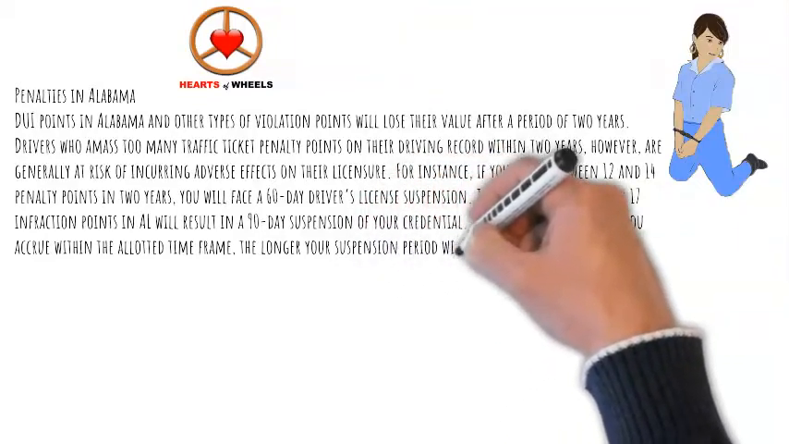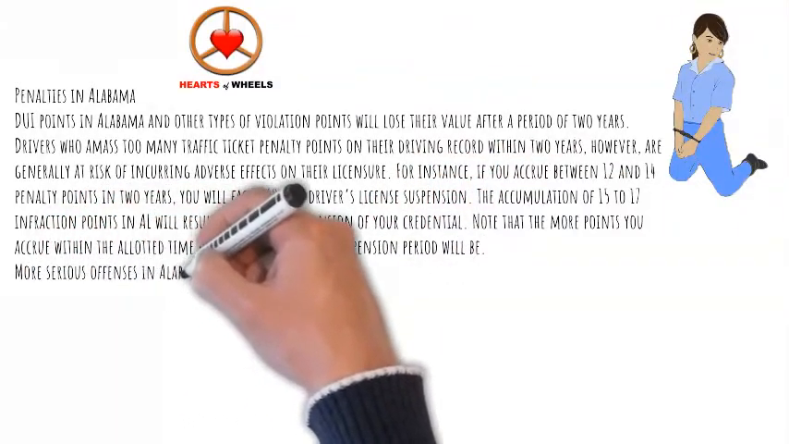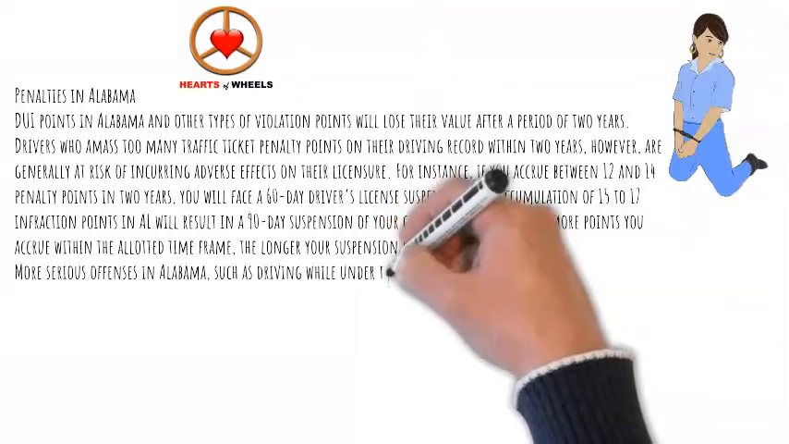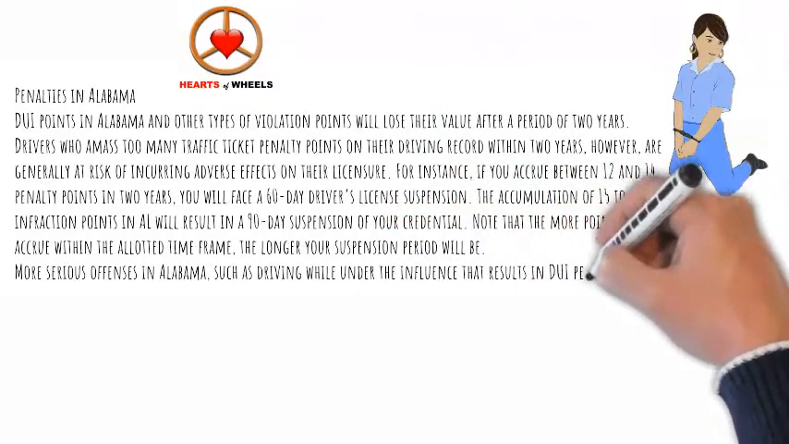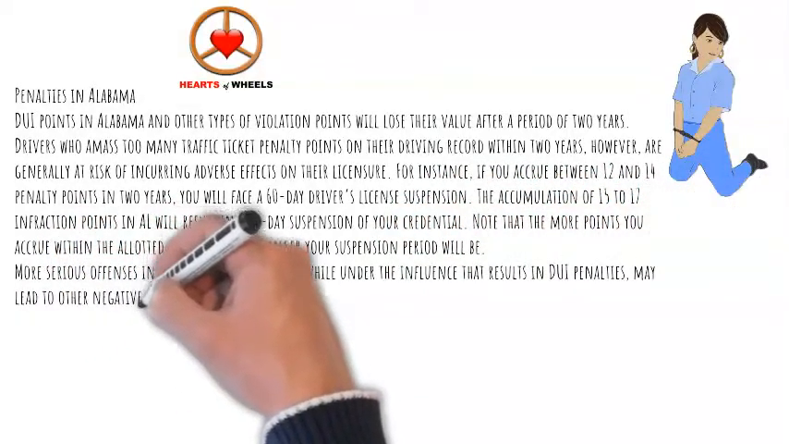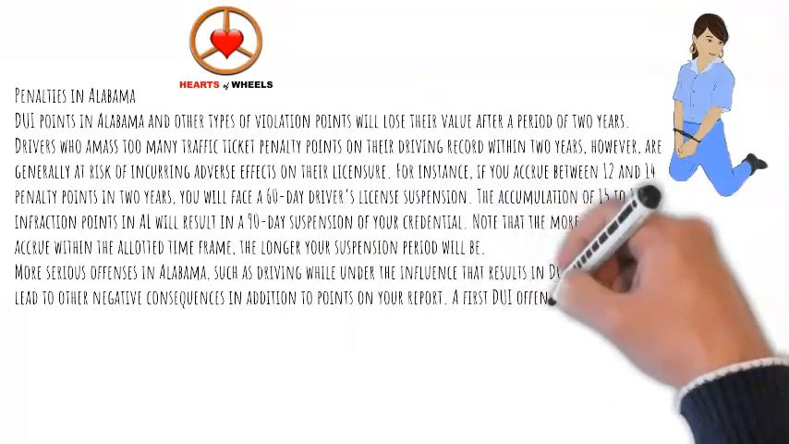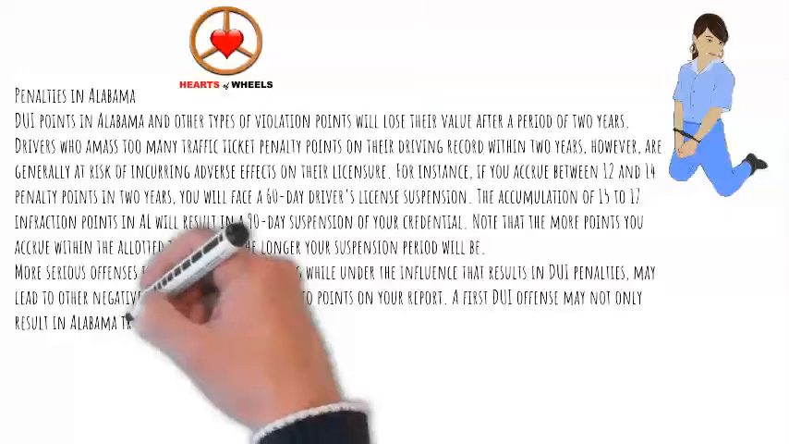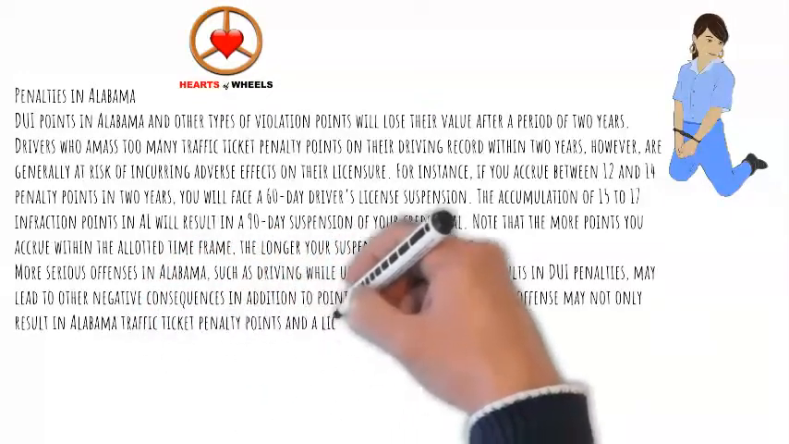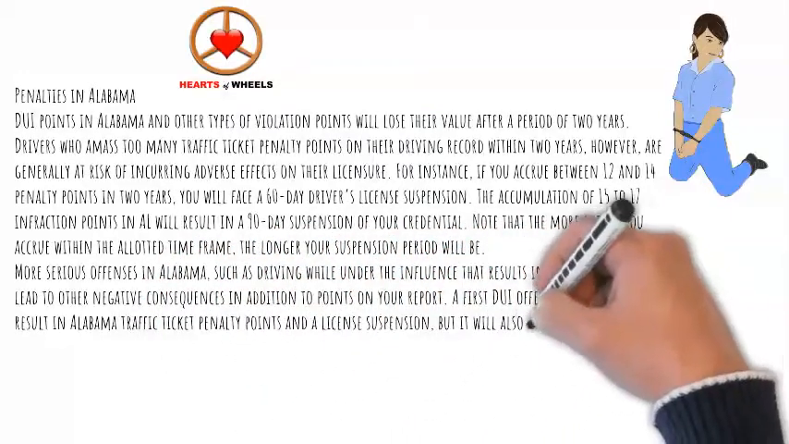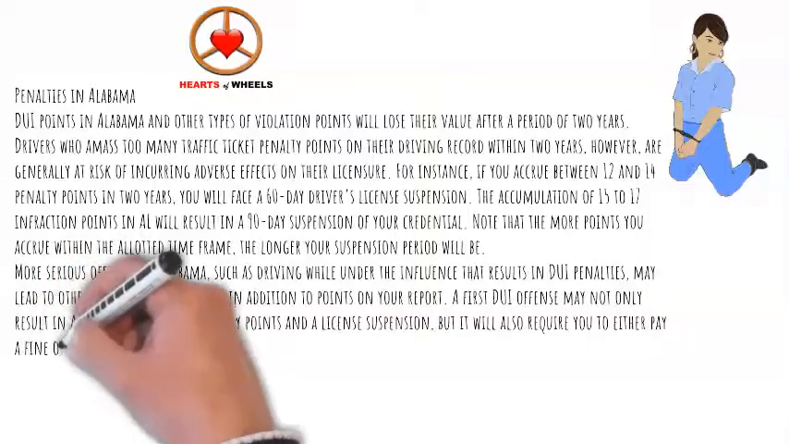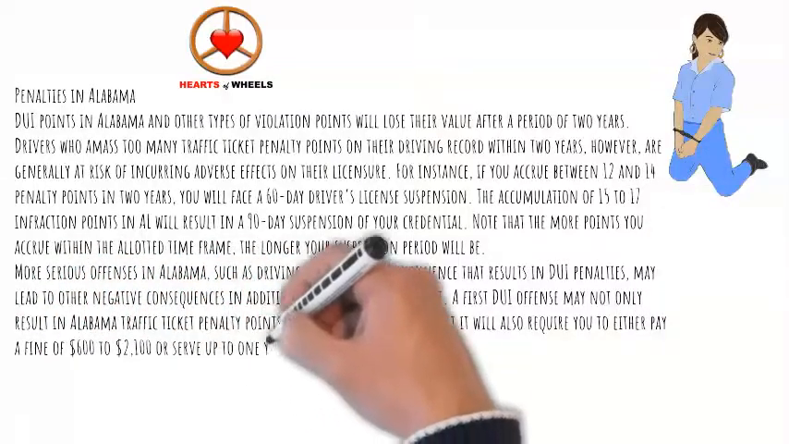More serious offenses in Alabama, such as driving while under the influence that results in DUI penalties, may lead to other negative consequences in addition to points on your report. A first DUI offense may not only result in Alabama traffic ticket penalty points and a license suspension, but it will also require you to either pay a fine of $600 to $2,100 or serve up to 1 year in jail. In some instances, drivers may be obliged to do both.